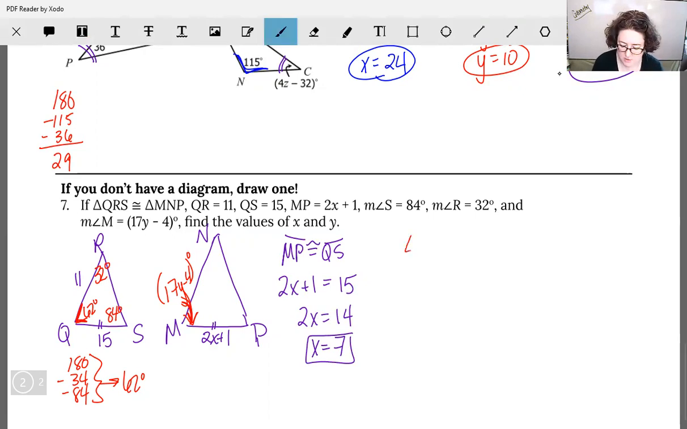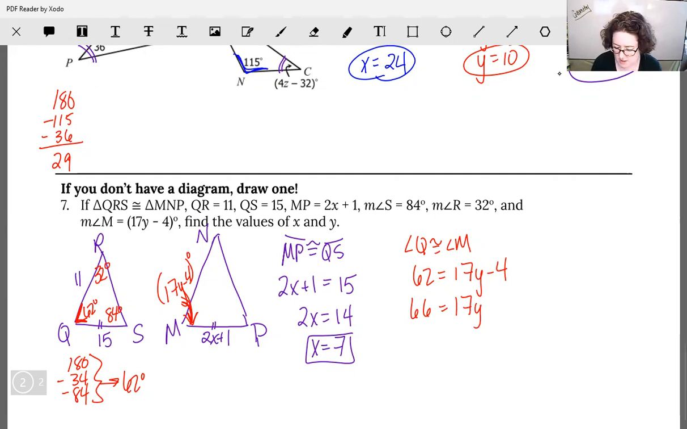And then we can do the same thing now with our angles. We know that angle Q was congruent to angle M, matches up in the names and the way we drew our diagram. And so we can just say that 62 degrees equals 17y minus 4. Doesn't really matter what side you put the variable on, as long as we get the variable by itself when we solve. So add a 4 to both sides, that gives us a 66. And yeah, this one probably isn't going to come out nicely, but that's okay. We can get decimals and fractions. And so y is approximately equal to 3.88.